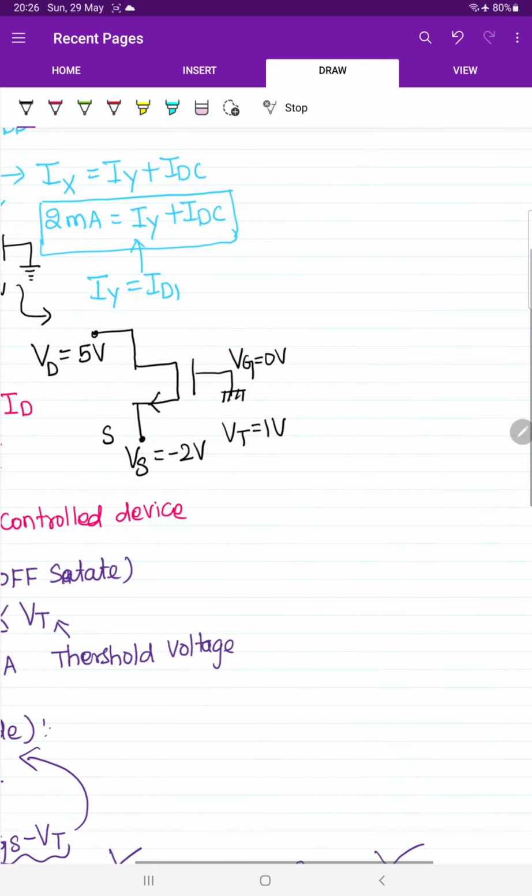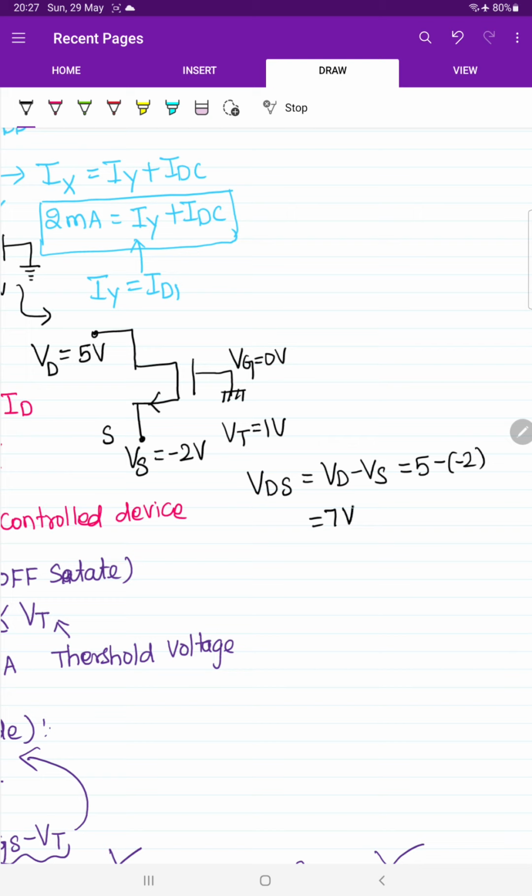Can we check now? Yes. What are the things that we have to figure out here? VDS, first drain to source voltage. This can be written as VD minus VS. What is the value of VD? Value of VD is 5 minus, what is the value of VS? That is minus 2. So this voltage is going to be 7 volt. So we calculated the value of VDS.